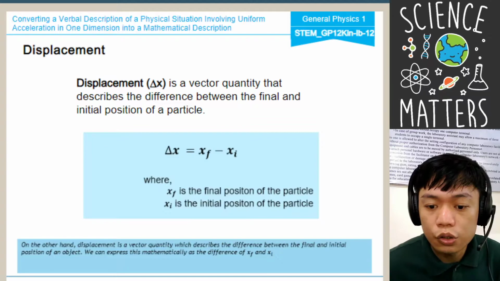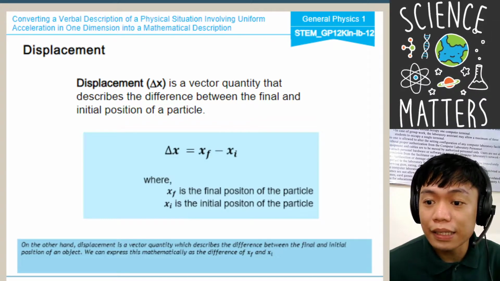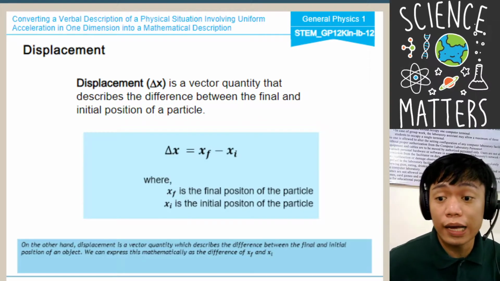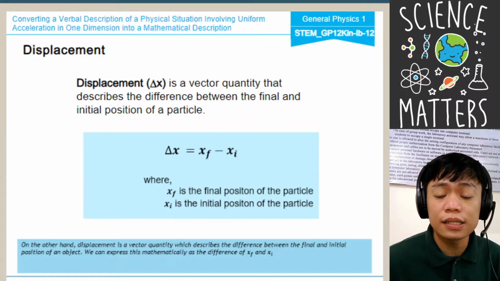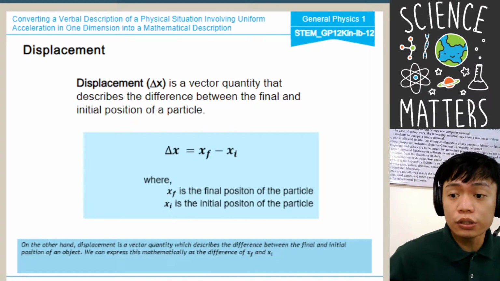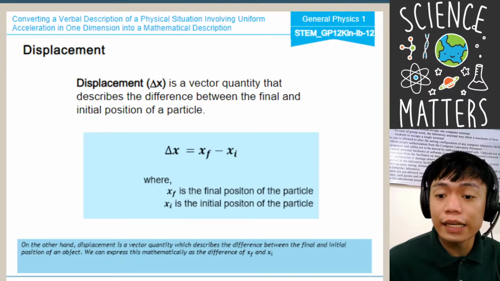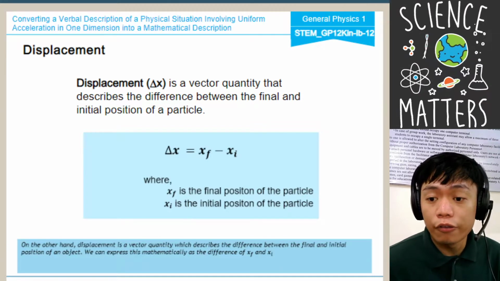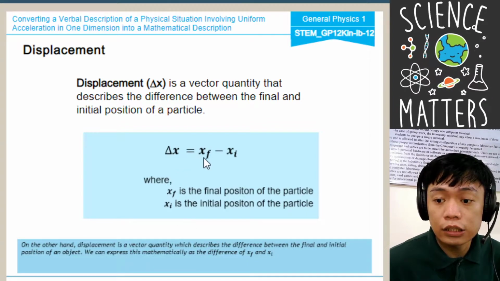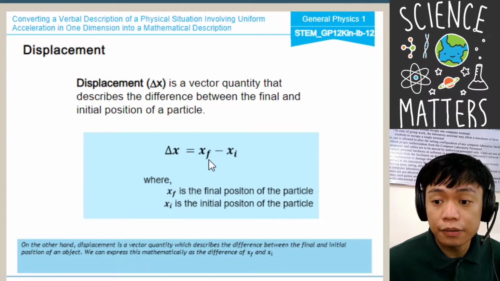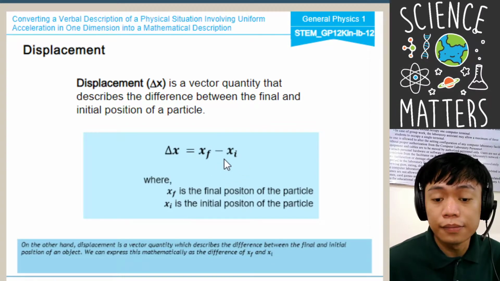Okay? So again, displacement is the vector quantity that describes the difference. Okay, kapag sinabi nating difference, it is in the form of subtraction. So of the final and the initial position of the particle. So displacement is x sub f minus x sub i.